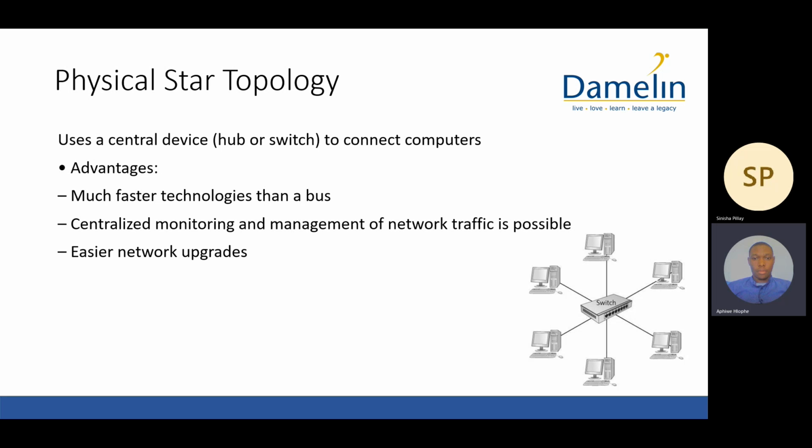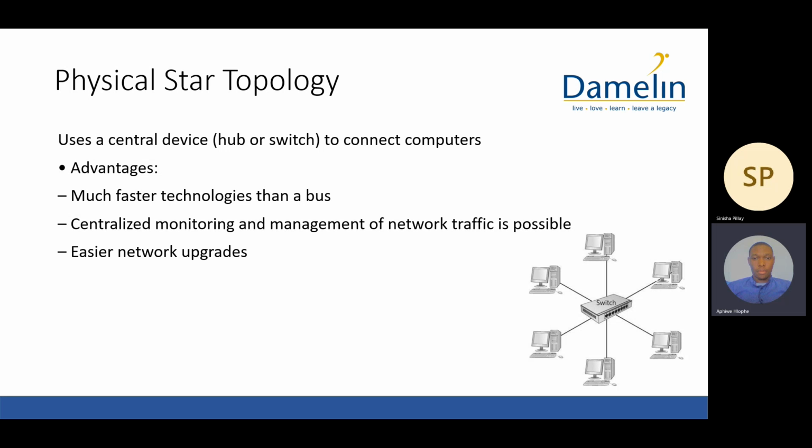Then we have the physical star topology, and it actually looks like a star. At the center of the star has to be a special device called a switch. It uses a central device, a hub or a switch, to connect computers. What are the advantages of a star topology? Much faster technologies than a bus. Centralized monitoring and management of network traffic is possible, and easier network upgrades.